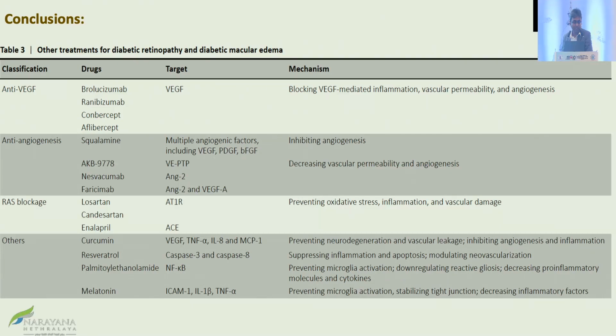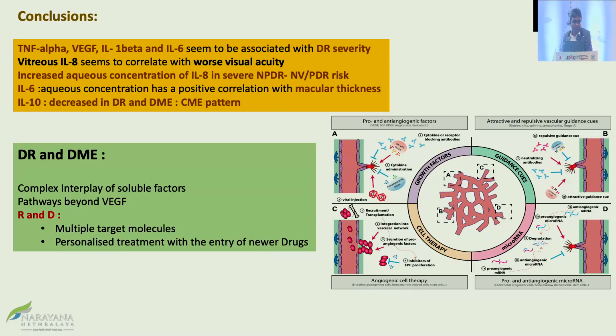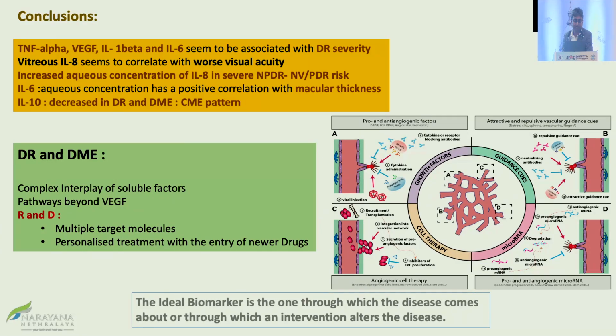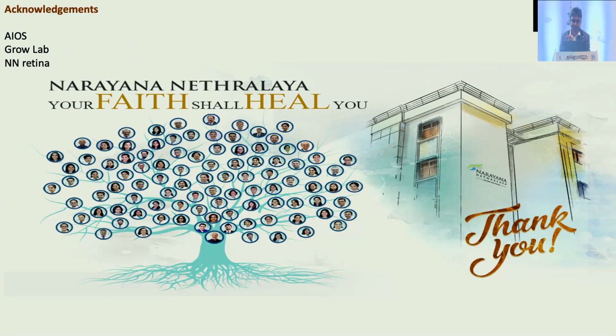So to conclude, these are the molecules that are really being considered; anti-angiogenesis, even RAS blockade are being considered. So in DR and DME, there's a complex interplay of soluble factors. Pathways are beyond VEGF. Especially once we start targeting these molecules, there could be personalized treatment, with molecules like faricimab. So to conclude, it would be right to say that the ideal biomarker is the one through which the disease comes about, or through which an intervention alters the disease. Thank you so much.